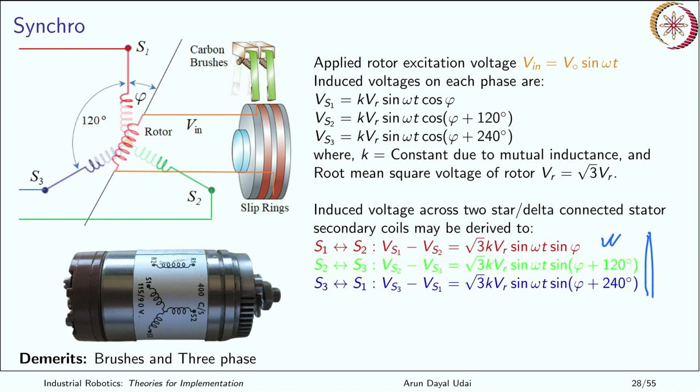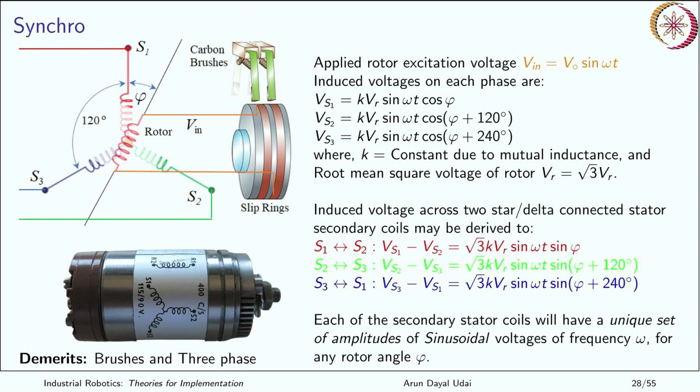It is a little bit of an older way, because it uses a slip ring, so it has its own life. You have to change the brushes quite frequently. You could have used even a simple transformer over here also, but still it has 3 wires, which is redundant. Each of the secondary coils will have a unique set of amplitude in sinusoidal voltages of frequency omega for any rotor angle psi.